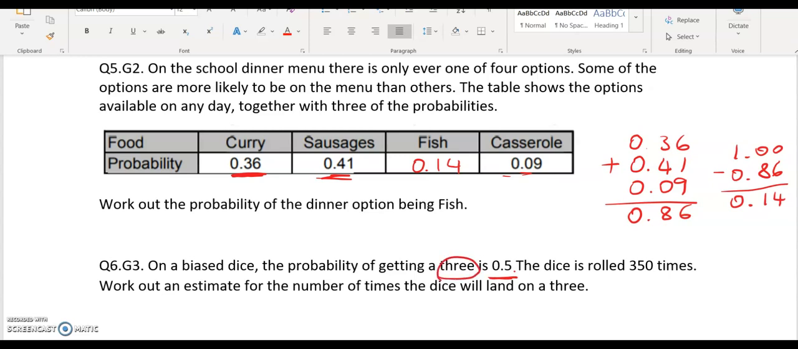This means that if you rolled the dice 350 times, theoretically, half of the times you'd get a 3. So you could do this as 0.5 times 350, or you could do 350 divided by 2, which is the same thing. So that gives us 175. And that is an estimate for the number of times the dice will land on a 3.